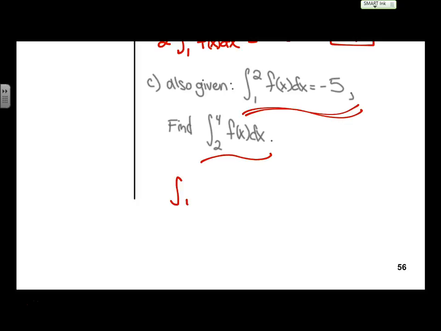Couldn't we say the integral from 1 to 4 of f of x dx, that's the total area, right? Isn't that equal to each of the pieces from 1 to 2? And then from 2 to 4?